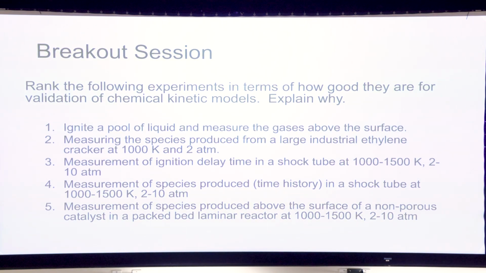The third and fourth relate to shock tubes. The third is ignition delay time measurements at some range of temperatures and pressures. The fourth is measurements of species time histories in a shock tube at, again, similar temperatures and pressures. And the last one is a measurement of species produced above the surface of a non-porous catalyst in a packed bed laminar reactor at a similar range of temperatures and pressures as in the shock tube. So take about 10 to 15 minutes, talk with your colleagues, and come up with your ranking of 1 to 5, the best to the worst for validation of kinetic models. And of course, an explanation of that.